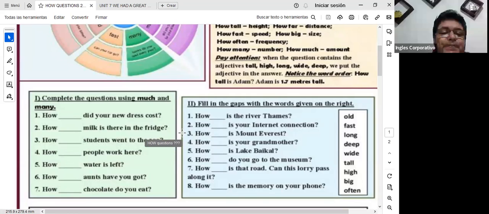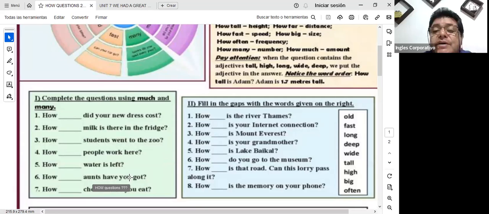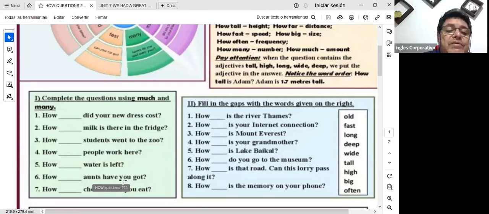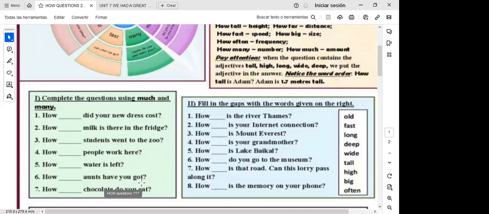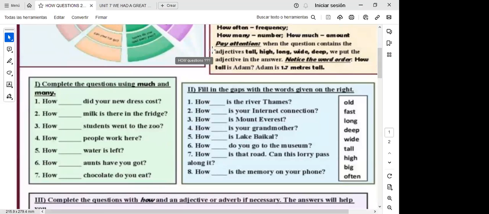How many ants have you got? Remember the expression, have you got, the same as do you have. How many, have you got is British, and do you have is American, that's the difference. So when you see the expression, have you got, if I ask you, for example, have you got money? I'm asking you, do you have money? The same. Okay, how many ants have you got? Good. How about chocolate you eat? How many? Be careful.